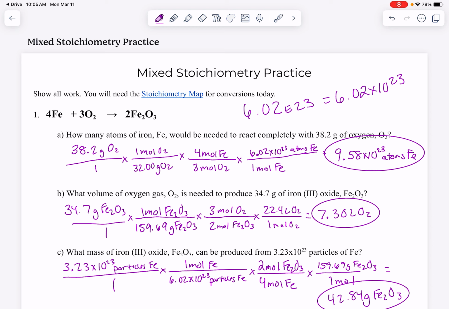You have to figure out what your given is and then go to what your unknown is. So in this case, the given was in terms of mass, and you're looking for atoms of a different substance. So your first conversion to get to moles, then the mole ratio, and then your conversion to get to whatever unit the question's asking you for.